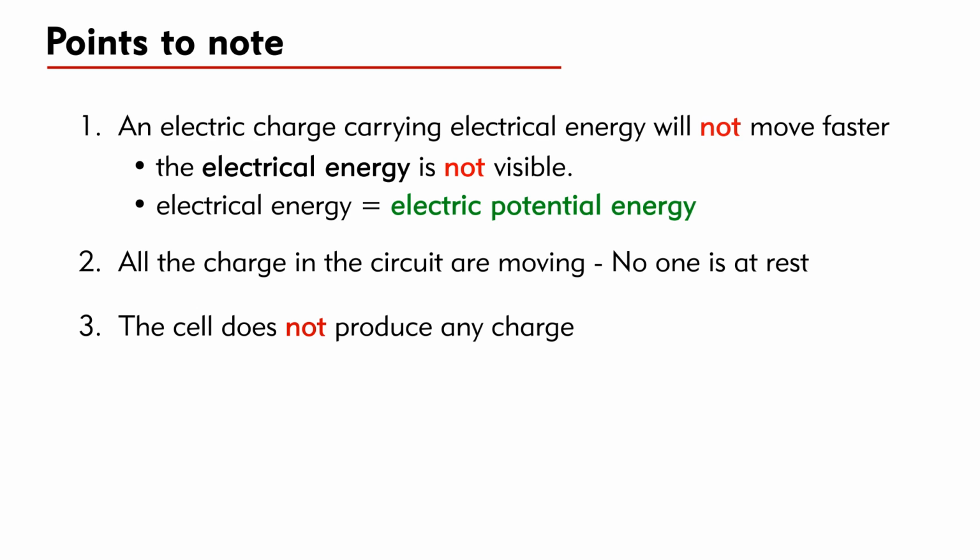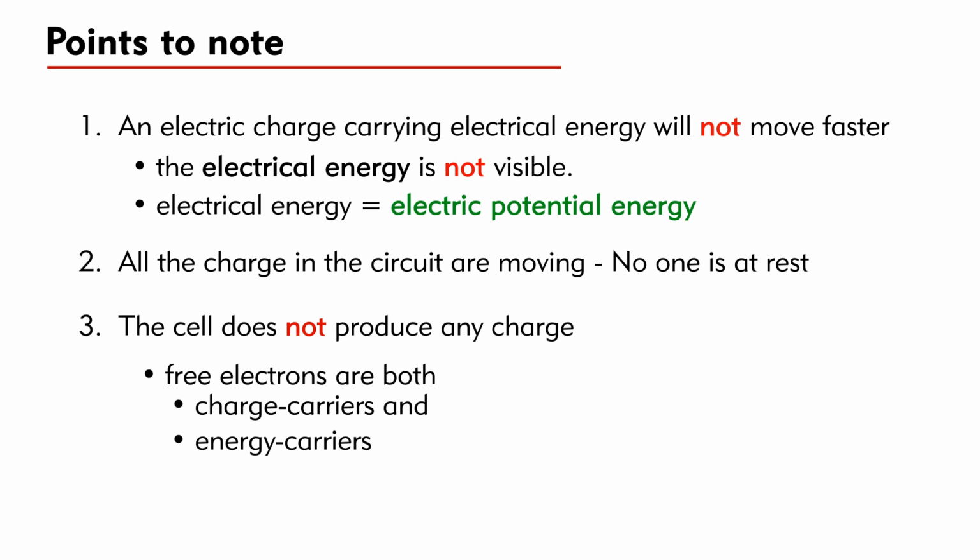The final point we need to note is that the cell is not producing charge. The charge is free electrons in the circuit. Electrons are both charge carriers and energy carriers. Their role is to carry the electrical energy from the cell to the electrical devices. The flow of charge is called electric current. In the next video, we shall learn how electric current is defined quantitatively and how it is measured.